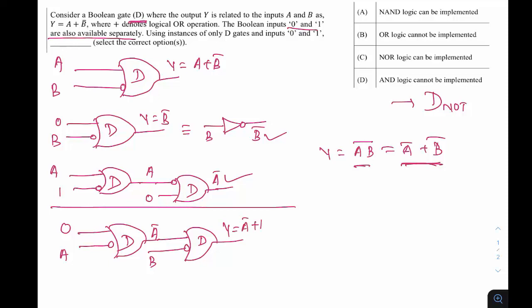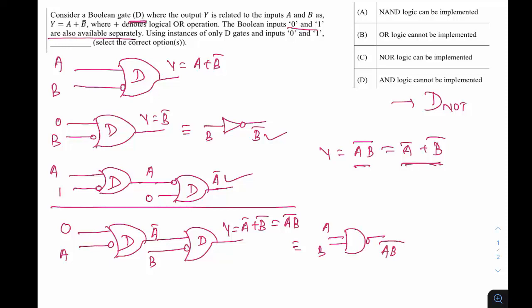You will get A bar plus B bar, which is of course equivalent to AB whole complement, and this is nothing but the NAND gate. That means this gate is equivalent to a NAND gate, because the output is AB whole complement. So this is A, this is B, this is AB complement. So the NAND gate we have designed.